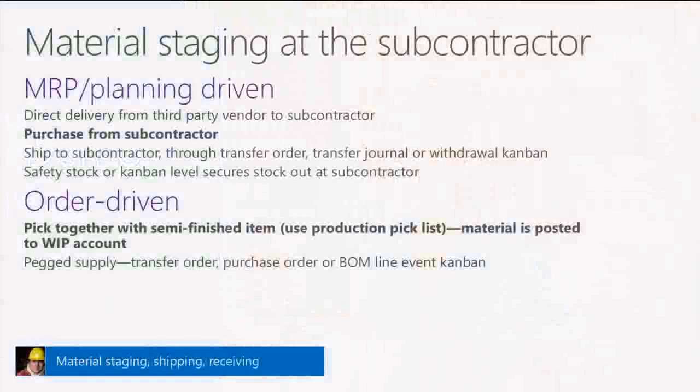So the next step, basically now the first operation is done. Now we need to get the material and the semi-finished product out to the subcontractor. So we do need to stage the material at the subcontractor. There are two ways of doing that. We already talked a little bit about that earlier on. There's the MRP planning-driven way of doing it, where the subcontractor is defined as its own warehouse, and all my planning configuration basically directs the material to be actually planned for that warehouse. It can be purchased to that warehouse. It can be purchased from the subcontractor, but it also can be transferred through transfer order, transfer journal, or withdrawal Kanban to that subcontractor. And obviously, it could also be safety stock driven, so it could also be auto replenishing.